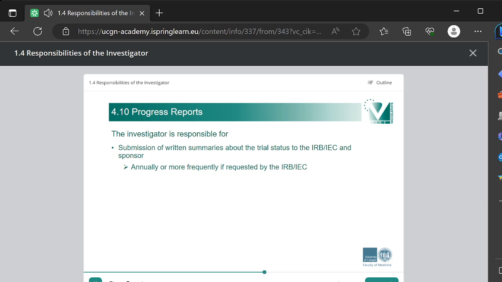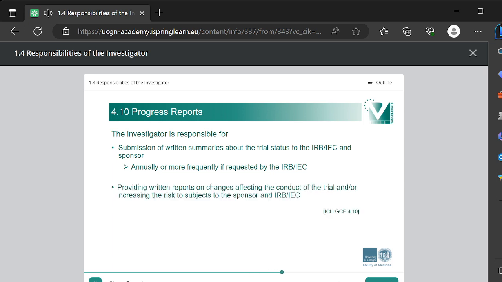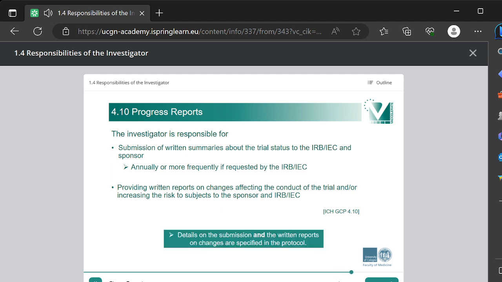The investigator must promptly provide written reports on changes affecting the conduct of the trial and/or increasing the risk to subjects, to the sponsor and to the ethics committee. Details on this procedure are again specified in the protocol.